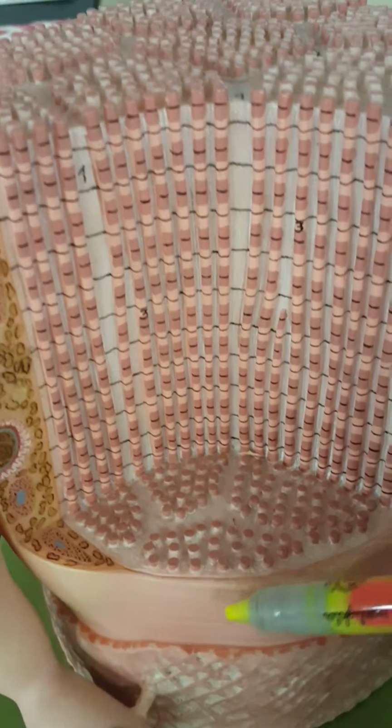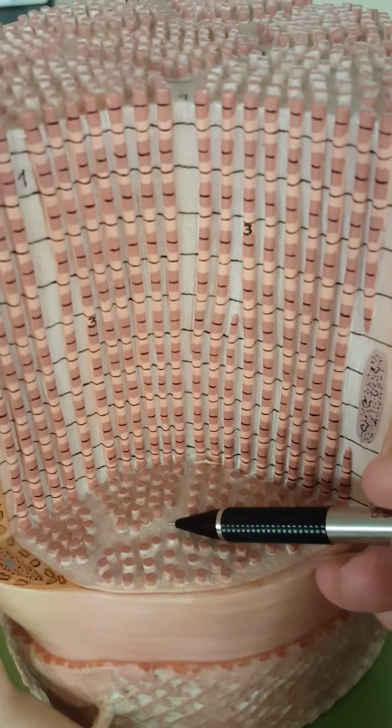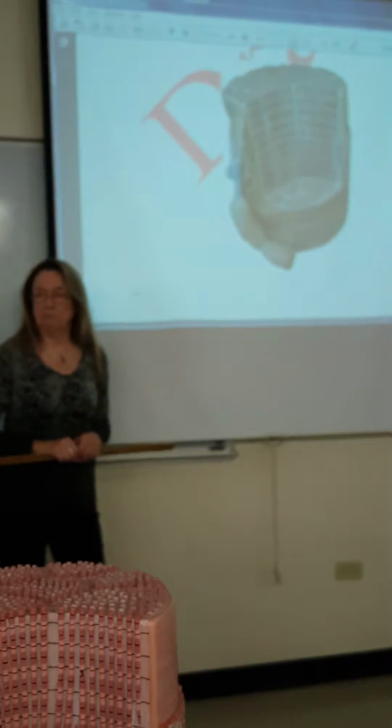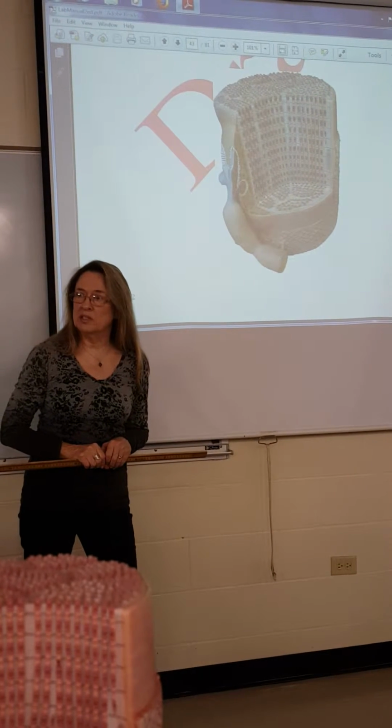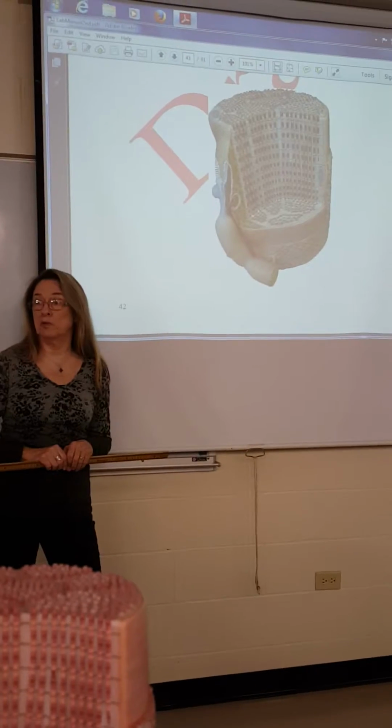Do our muscle cells have a nucleus? Do they have just one nucleus? They have multiple nuclei. And where do we see them? The dark spots. Are they in the center of the cell like we normally see? No, they're around the perimeter, aren't they?